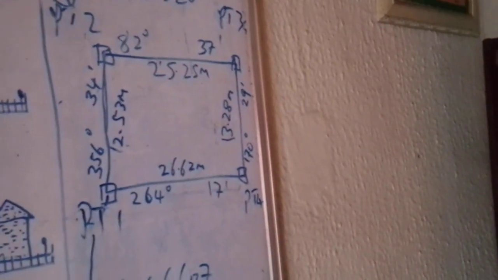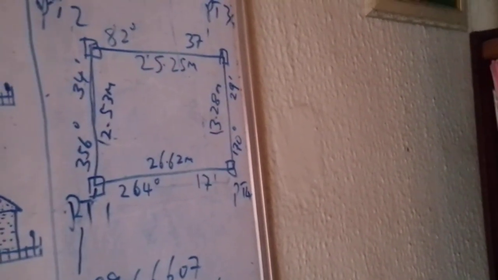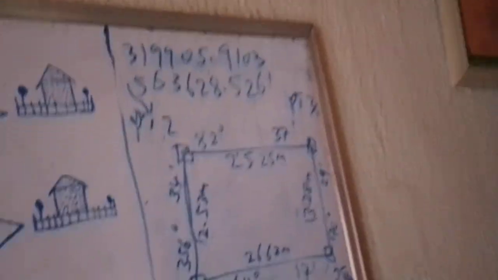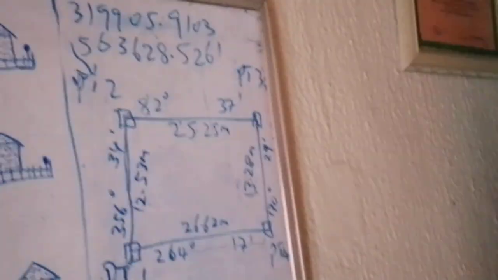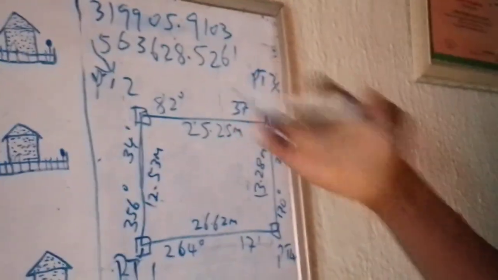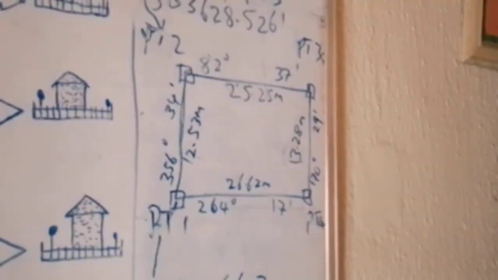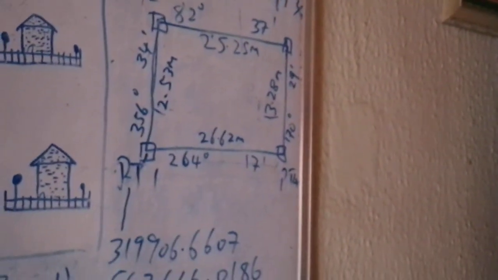So that's how we do this traverse calculation. This is called forward computation because you're computing for the coordinates using bearings and distances. Now this brings us to another thing.